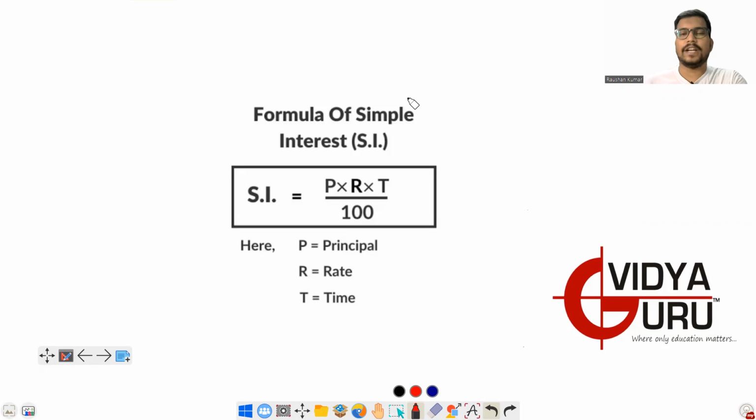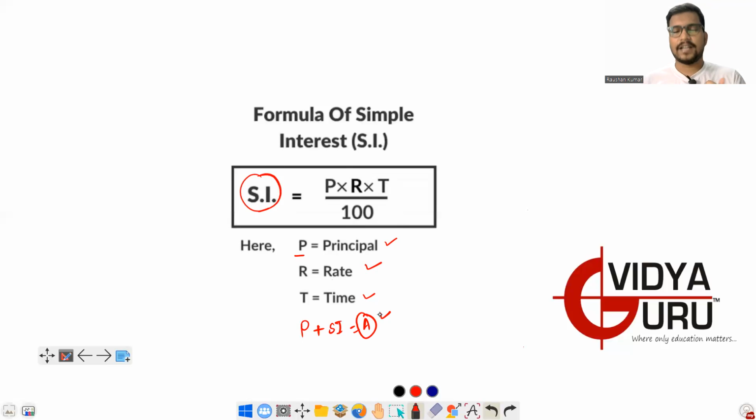Let's see the terms first. SI is what here? You can define it: SI is equal to P into R into T upon 100, where P is the principal amount, R is rate and T is time. If you add simple interest to P, we will get the amount. So this is basically all about the terminology of simple interest.